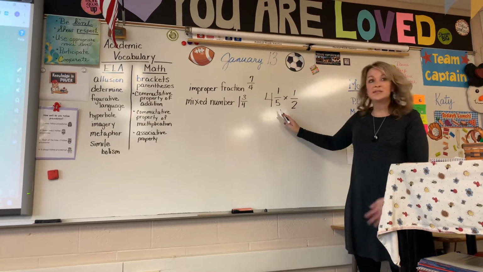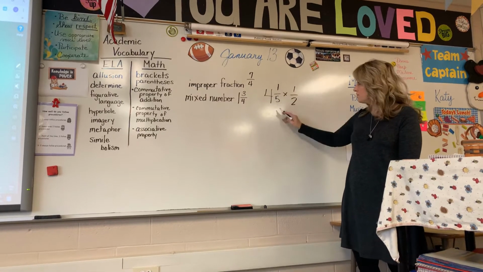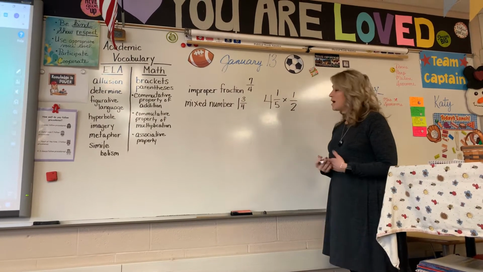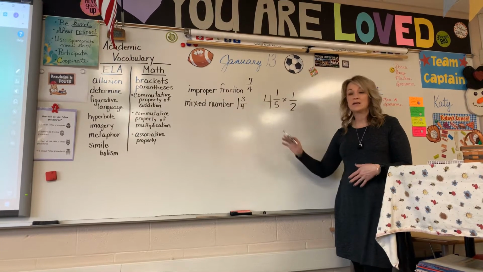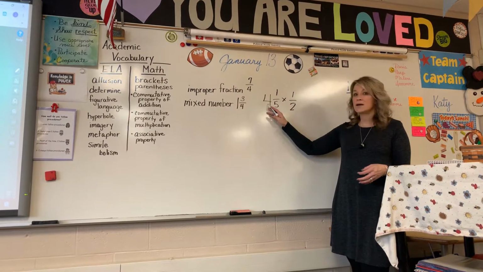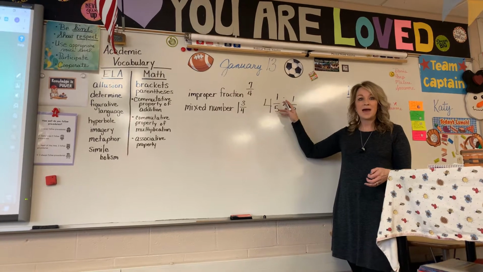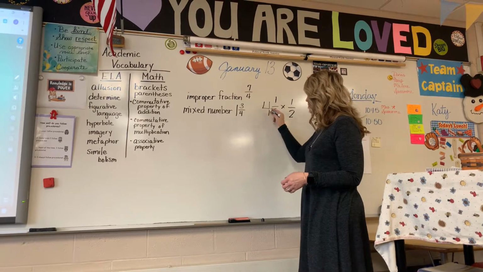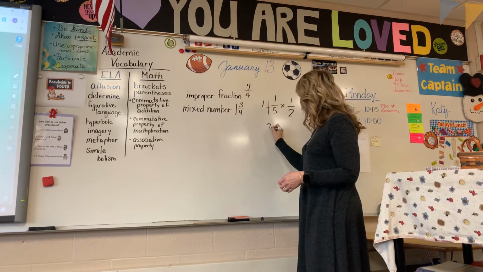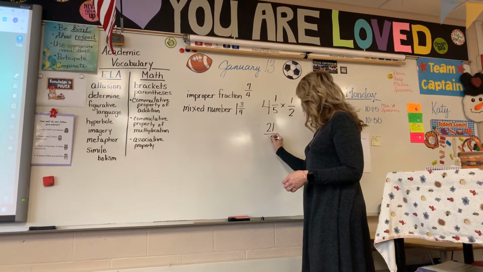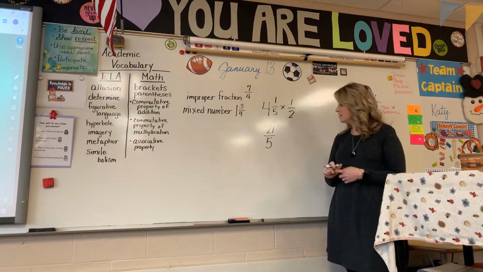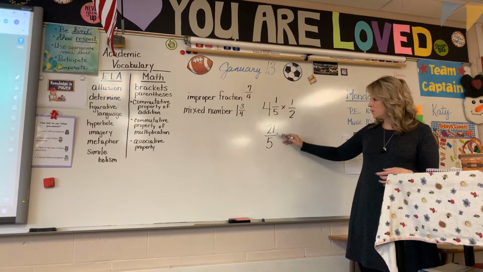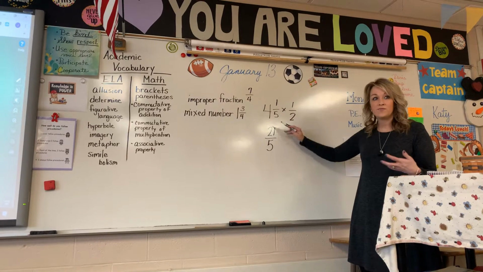Okay, the first thing you need to do is change 4 1/5 into an improper fraction. You do that by multiplying and adding. Multiply the denominator times the whole number, and then add the numerator. 5 times 4 is 20, plus 1 is 21 fifths. Okay, the denominator is going to stay the same. 21 fifths is the same as 4 1/5.